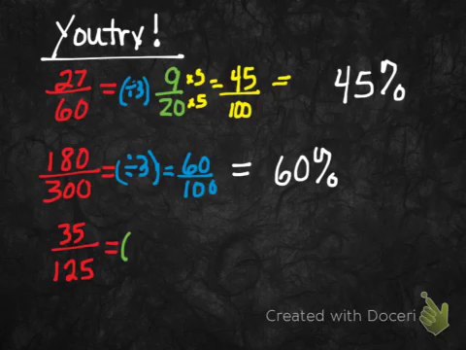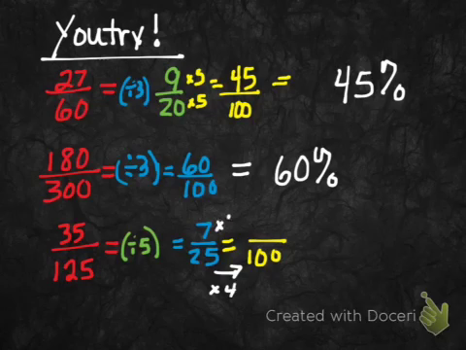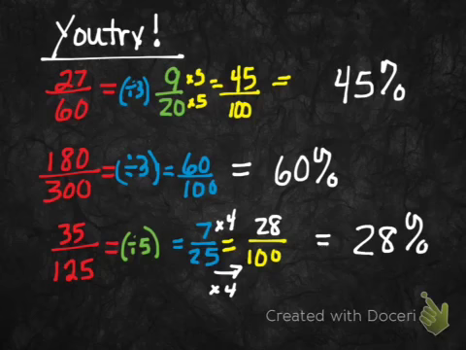So if I divide by 3, then I have that, and then that easily becomes 60%. Okay? Last one, you divide it by 5. That gives me 7 over 25. Oh, 25 easily goes into 100 by timesing by 4. And that gives me 28 over 100 or 28%. So you'll do a lot of practice with that tomorrow.